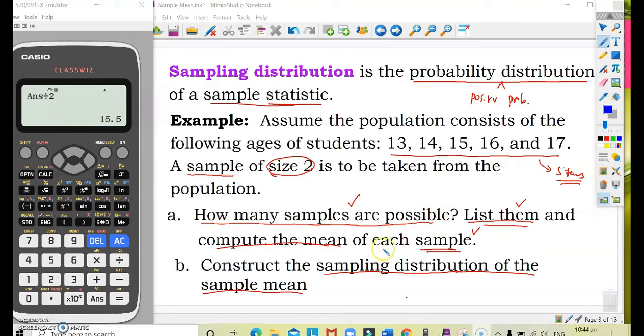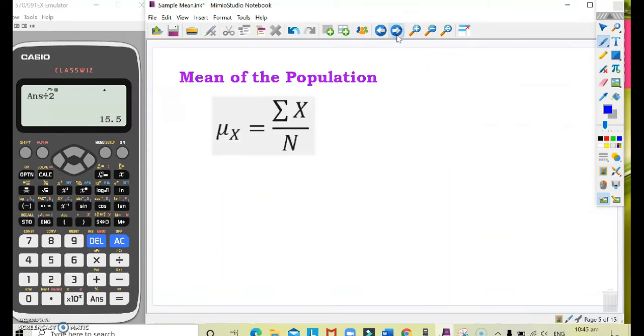Okay, let's go back to the problem. We're done already with the things that we're supposed to do. This time, let's go further. Considering the ages 13, 15, and 17, this time, let's consider the mean of the population. Take note that the values are 13, 14, 15, 16, and 17.